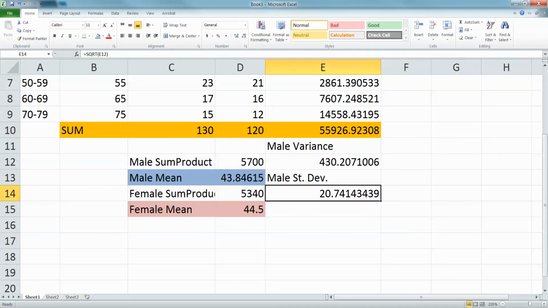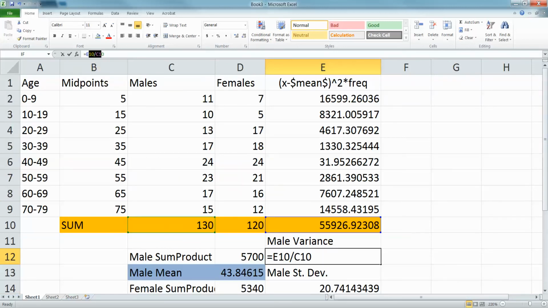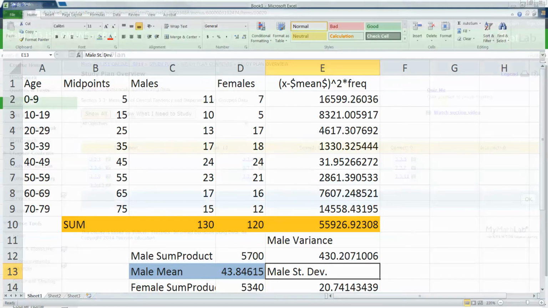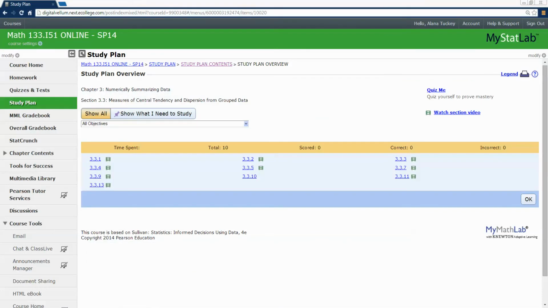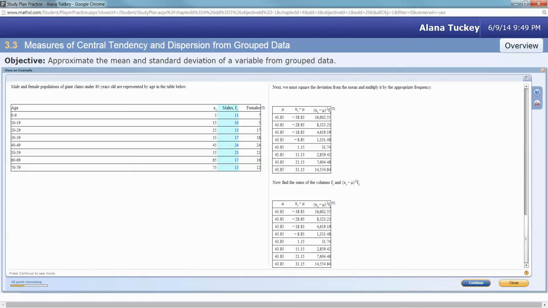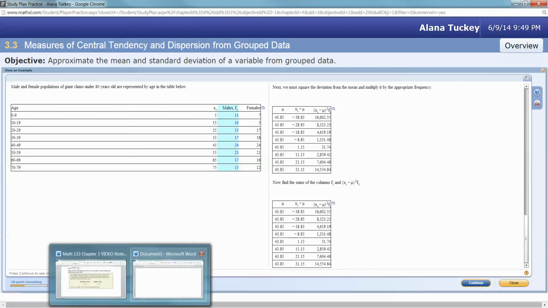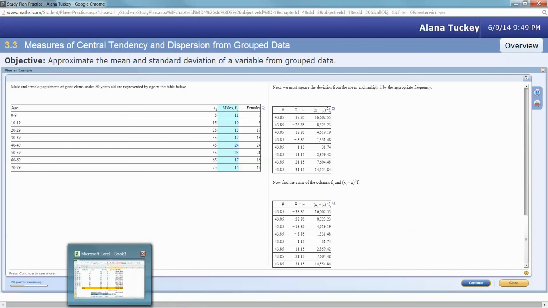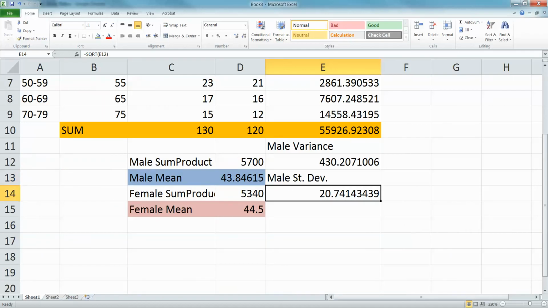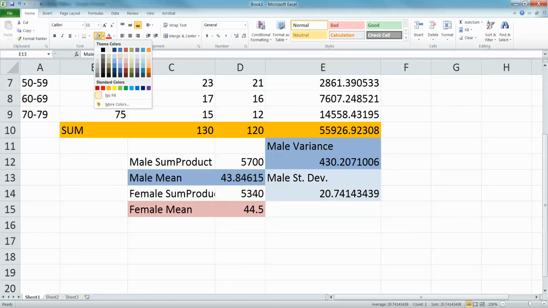Now, it's interesting to note that I only divided by 130 right there because it's assumed that it's a population in the problem. Let me go back real quick. Where was it? So the problem says that it's a male and female population. See that? All right, so since it's population, you actually divide by 130. If it was a sample, you would have divided by 129 because it's n minus 1 for the denominator if it's a sample variance. All right, so there's the male variance and there's the male standard deviation.